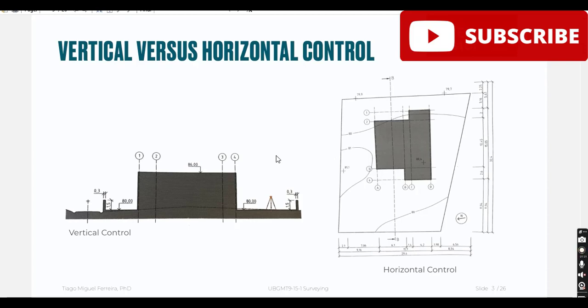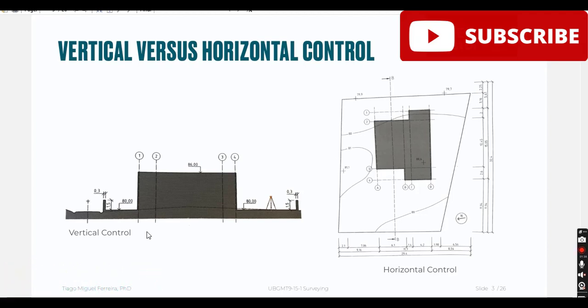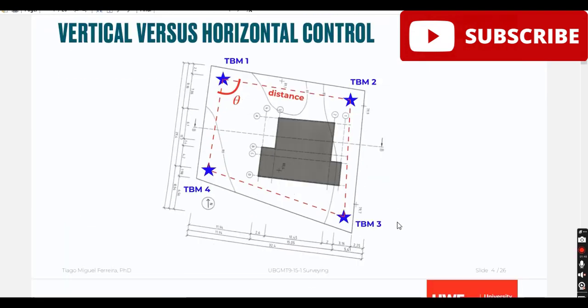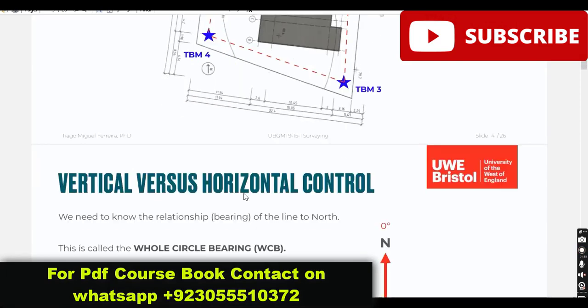You can see in this slide that this one is our vertical control. Actually, our elevation control is called vertical control, and when we use coordinates like northing, easting and distances, they are used as horizontal control, which we do according to our traverse. In our horizontal control, we establish our traverse network like TBM 1, 2, 3, like that.